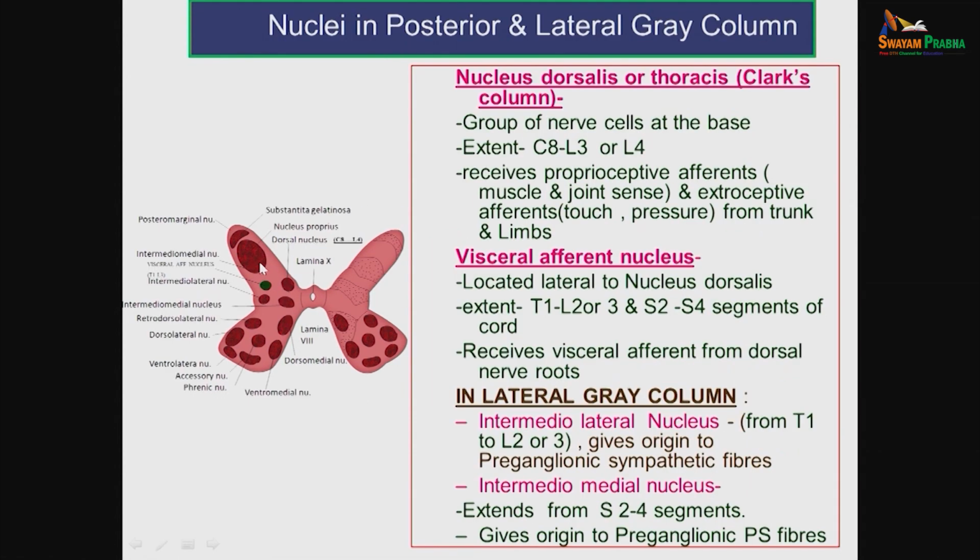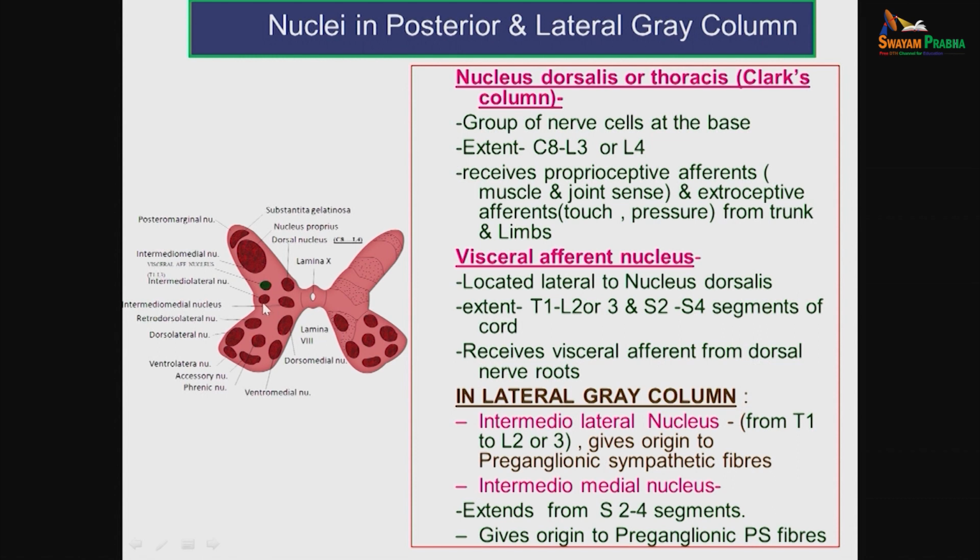Next nucleus what you are seeing coming to the base of the posterior grey horn, you can see a huge nucleus here, that's called as dorsal nucleus, or it's called as nucleus dorsalis or thoracis, or it's called Clarke's column. So this is group of nerve cells at the base of the posterior grey horn. It is present in which segments? C8 to L3 or L4 segments. So it also receives proprioceptive afferents, muscle and joint sense, and also exteroceptive afferents, touch, pressure from trunk and limbs. This is the second order neuron in spinocerebellar pathways.